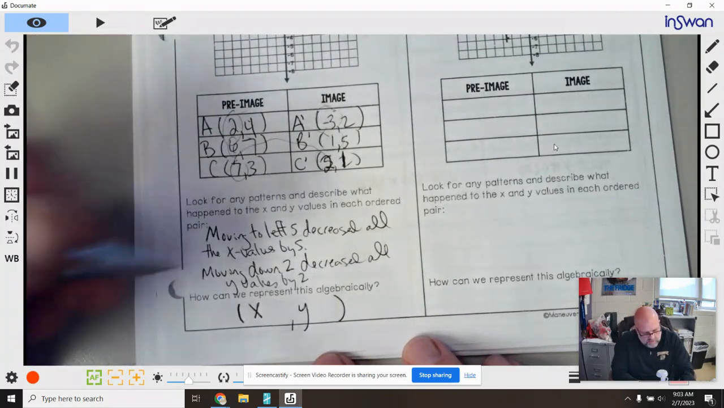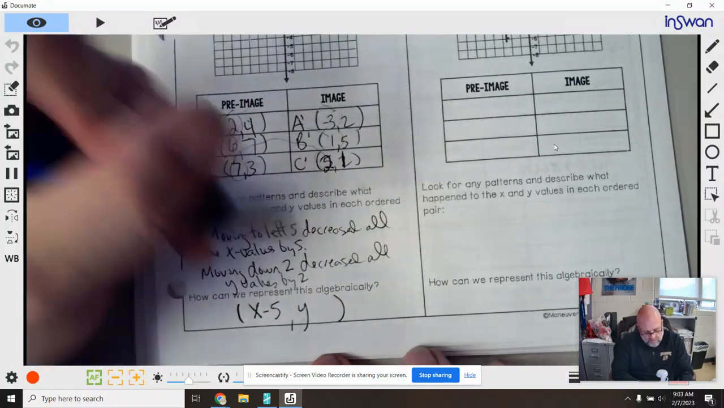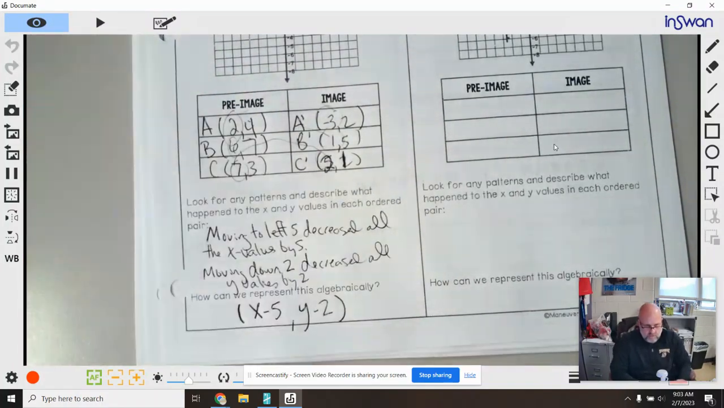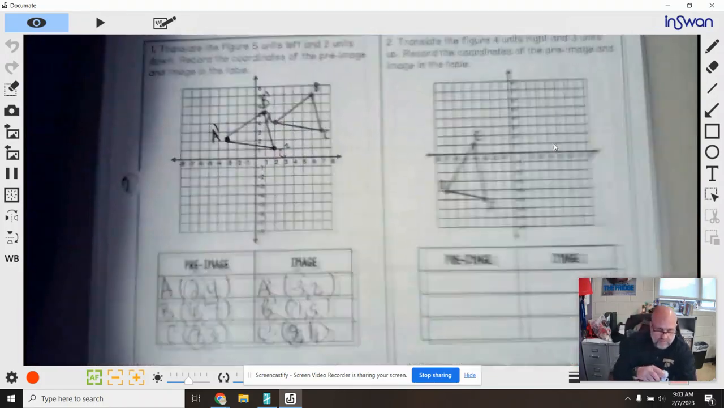Well, what happened to your x's? You just took your x values and subtracted 5. What happened to your y values? You took all your y values and subtracted 2. All right, let's go to the next one.